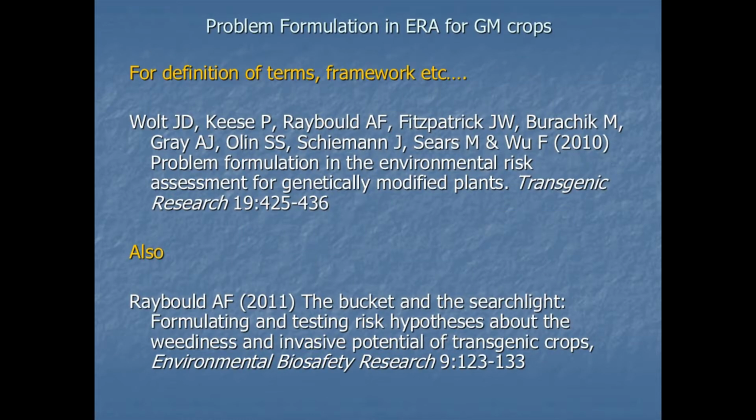Okay, so if you want to look at these sorts of frameworks and some of the definitions involved, I draw your attention to this Wolt et al. paper. I realise I've missed Moises Burachik out there, but that's the paper which lays out the schema I showed you earlier on. And also I have to recommend this: you'll recognise buckets and searchlights from this young man, who has made a huge contribution in adapting this very well-established form of risk assessment problem formulation to the special case of GM crops. And you'll find in this paper of Alan's quite a lot of references to his earlier work.